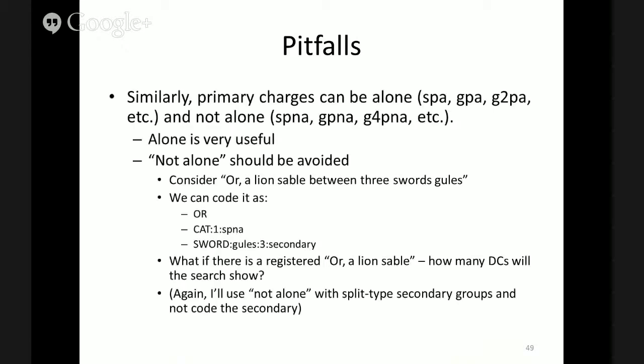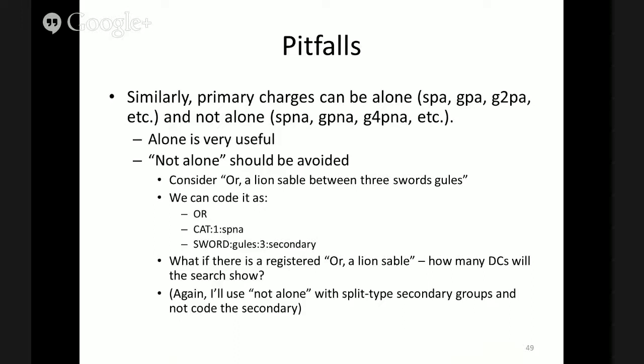A very similar situation is with not alone. Primary charges can be alone: SPA, single primary alone, group primary alone, group of two primary alone, and the equivalent NA, not alone. Again, alone is very useful. Not alone has the same pitfall as charged. Consider you're checking Or, a lion sable between three swords gules. And you label a cat, and obviously you'd have more lines for the lion. And you say sword, gules, three secondary, but you label that cat as sole primary, not alone. If there's a registered Or, a lion sable, which lines would mismatch?